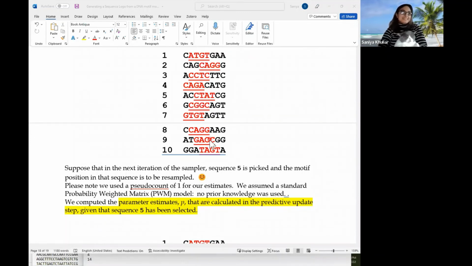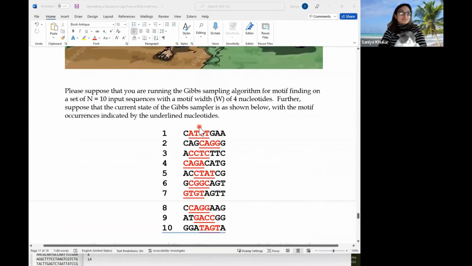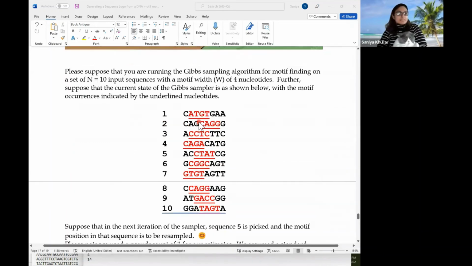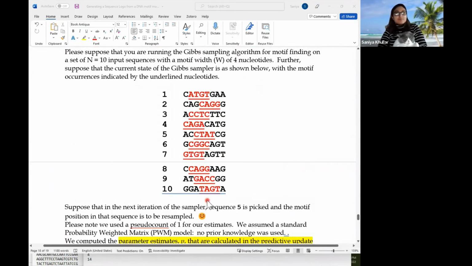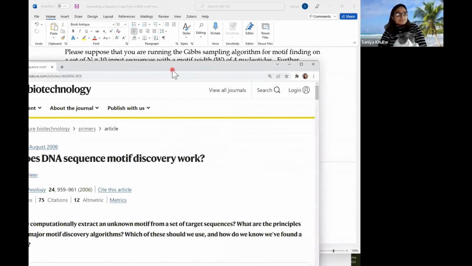These are the 10 sequences, and in red are the motif occurrences as of now, as if we froze the current state of this Gibbs sampler, which is another approach for finding probability weighted matrices as well.